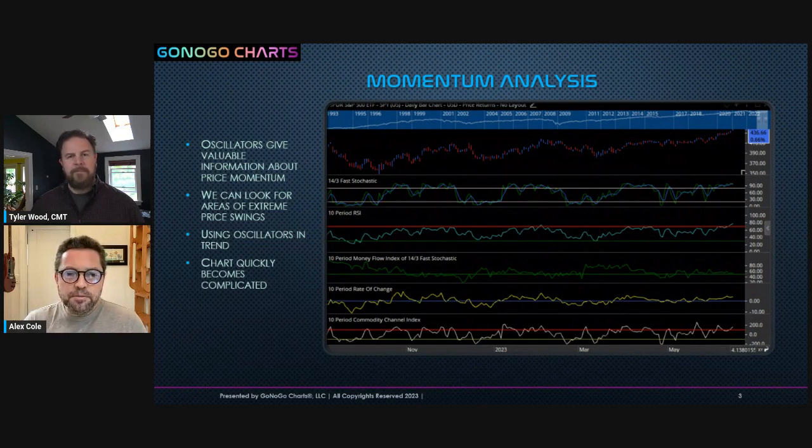We know that when prices moved in one direction really fast, that's quite significant. We could bet on a pullback in that idea of mean reversion, or perhaps it's the start of something that's really going to take us to new levels in a really, really strong trend.